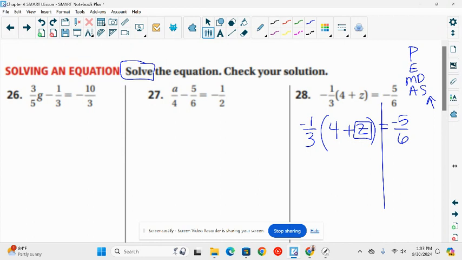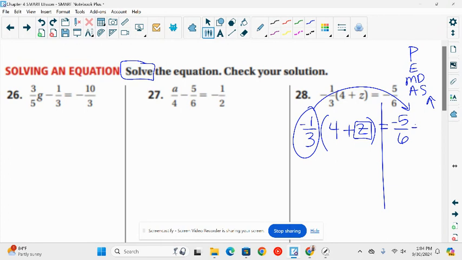I don't know what it is. We'll just call it 10. If it's -3 times 10, what would we move? You would move the -1/3, right? What operation's currently happening with the -1/3? Multiplication. So the opposite of multiplication is division.